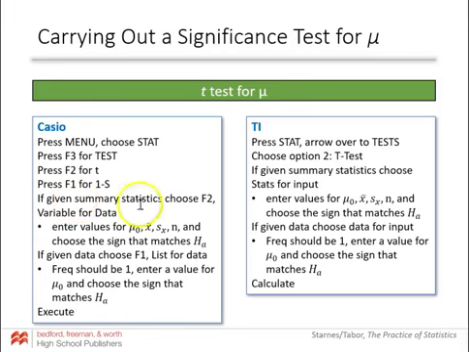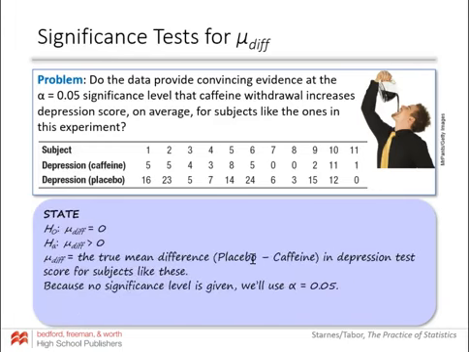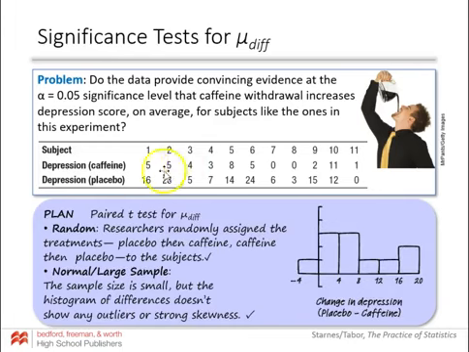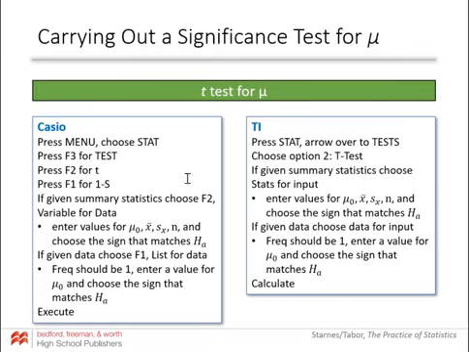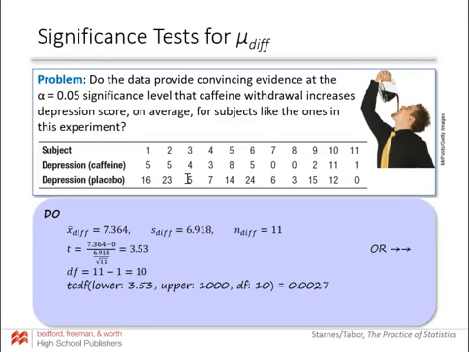Again, if you have summary statistics, we can choose variable or stats, and we can type in the sample mean, the sample standard deviation, all of those things. Or if they give us data like in this chart, then choose list and actually put the differences in your list. So again, we would do like 5 minus 16, 5 minus 23, 4 minus 5. Put those in the list, and then you don't have to worry about calculating the sample mean and sample standard deviation. Okay. Here it is with the formula.